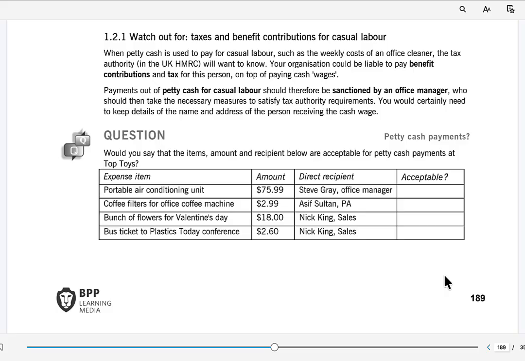5. The key message of this lesson. The key message is simple. Paying casual labor from petty cash can create tax and legal responsibilities. So do not treat it like a normal small expense. Treat it like a payment to a person for work.